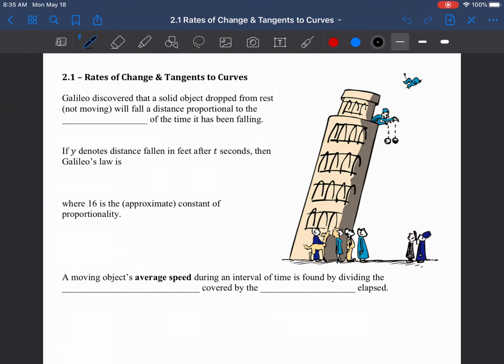All right, we're going to start chapter 2 now with 2.1, and this is going to actually get us into doing the calculus stuff. So let's get going on this. We're going to start with rates of change and tangents to curves.